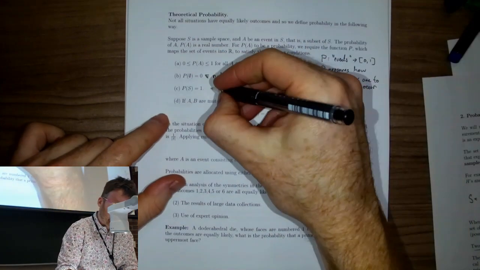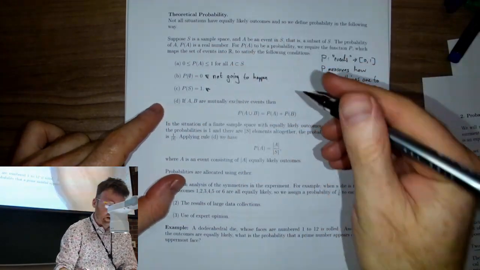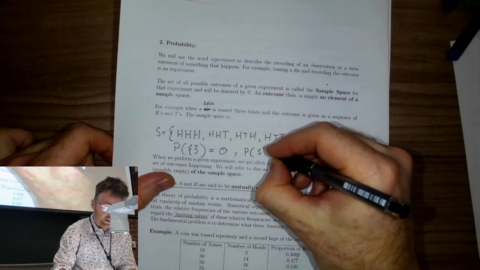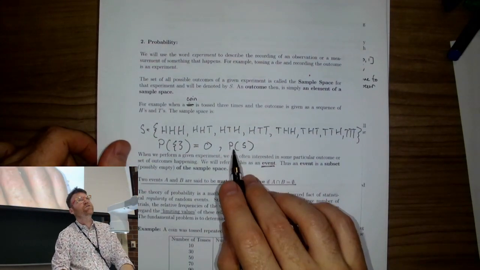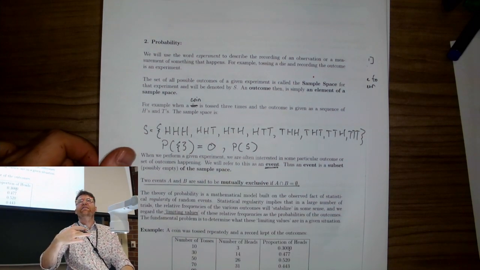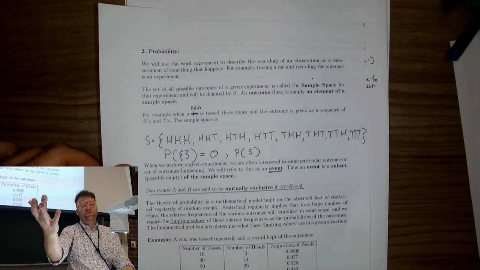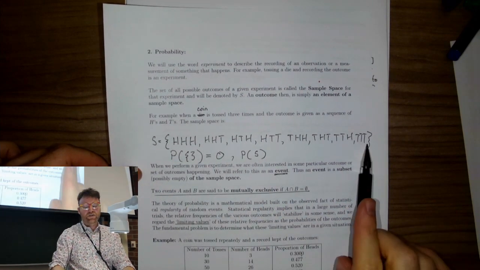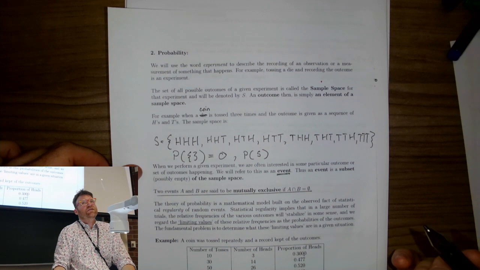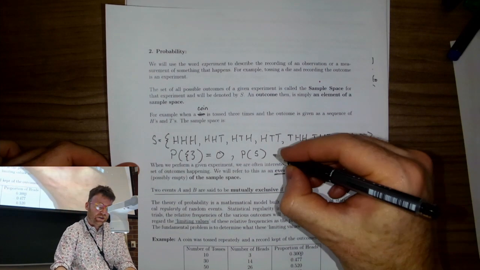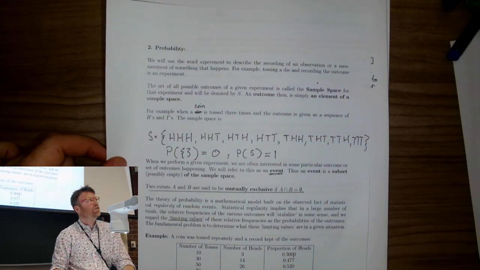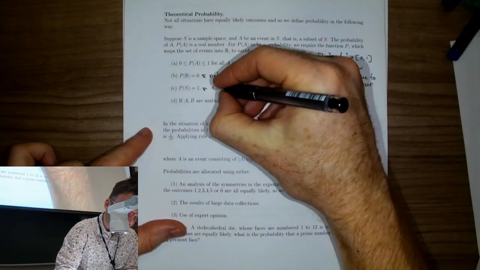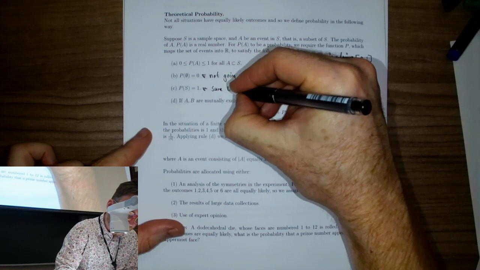Probability of 1. Probability of S itself. This is like asking my probability function, what is the probability that in my flipping of a coin 3 times, one of these things is going to happen? And the function tells you, well, that's the set of all possible things that can happen. So that's going to happen absolutely, certainly. It's going to happen, sure thing. So this is the sure thing.